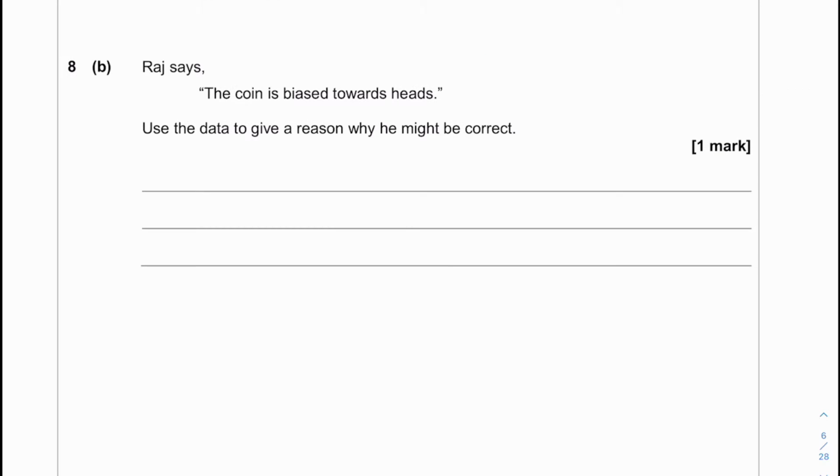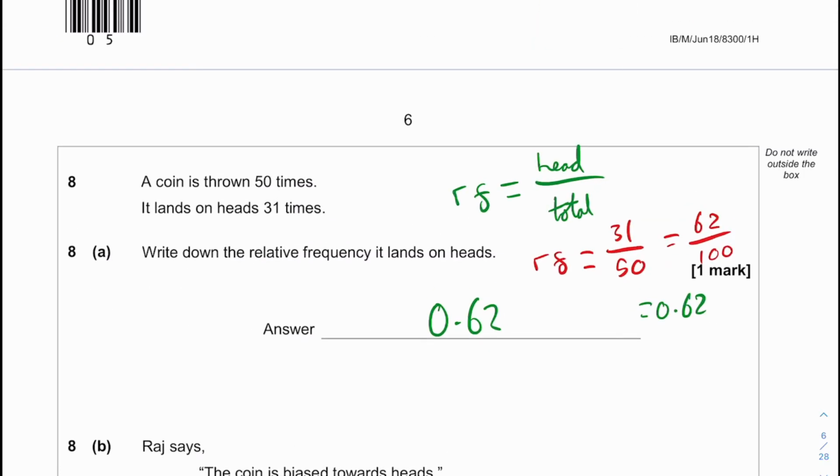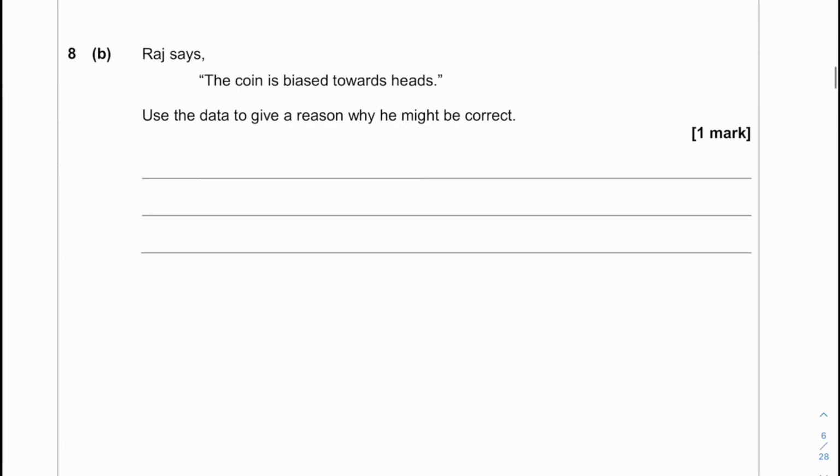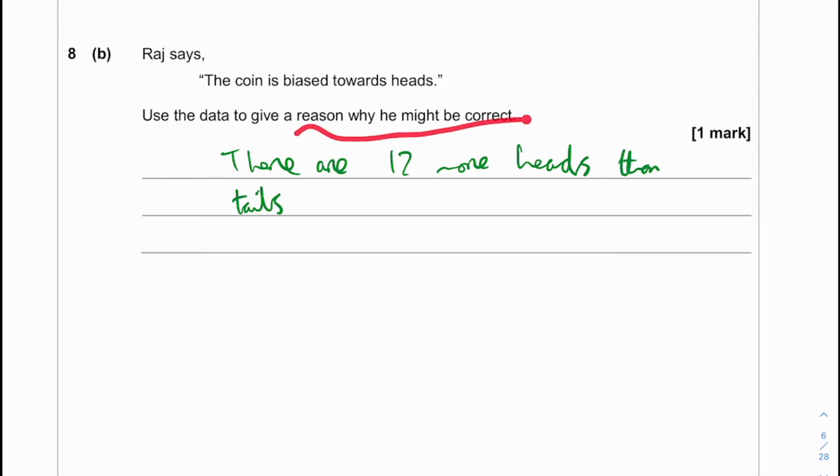So for part B of question 8, we are told that Raj says the coin is biased towards heads, and we need to use the data to give a reason about why he might be correct. So we look at the data. For a regular fair coin, when it's thrown 50 times, we'd expect 25 heads and 25 tails, but we've got 31 heads. So therefore we can say, what we can say is, okay, there are 12 more heads than tails. And this is a reason as to why he might be correct.